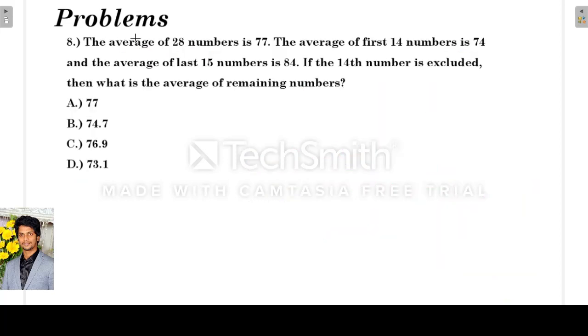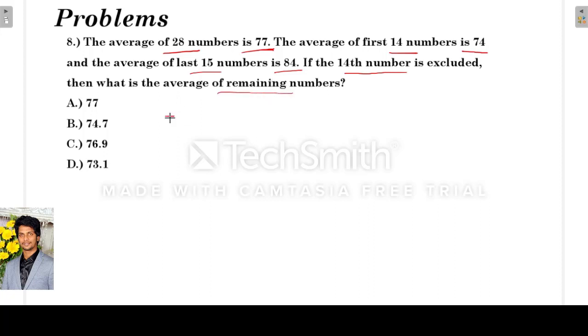So next is the average of 28 numbers is 77. The average of first 14 numbers is 74. Average of last 15 numbers is 84. If the 14th number is excluded, what is the average of remaining numbers?